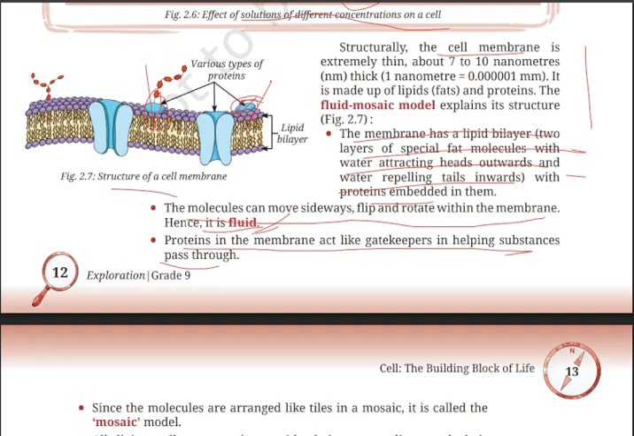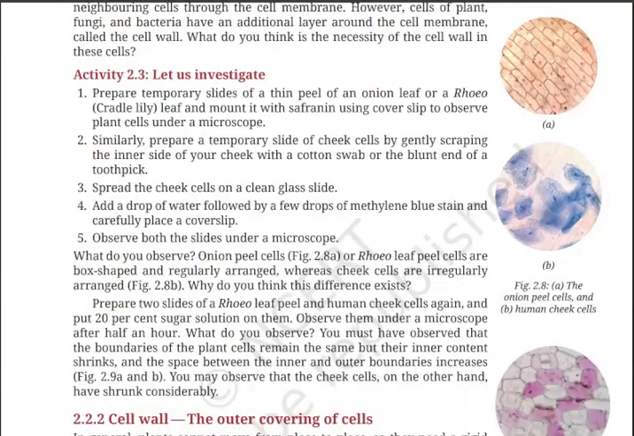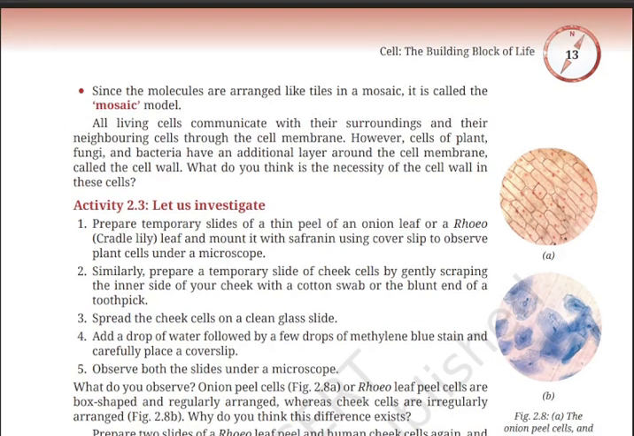Next, we have an activity in the later part of this. It is called the fluid mosaic model. Why? The molecules are arranged like tiles in a mosaic. It is a kind of model where we see how they are arranged in the form of tiles. If you look at this, this is a clear example of a cell in an onion, and you see a beautiful structure has been provided, right?